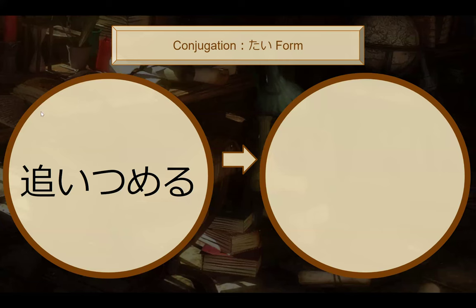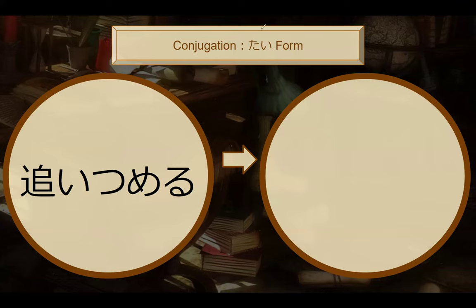Neko wa hokori o, the dust, sumiko ni, towards the corner, or at the corner. Oitsumetai, corner, the cat corners the dust at the corner. Exactly. He chases that dust into the corner and corners it in there.